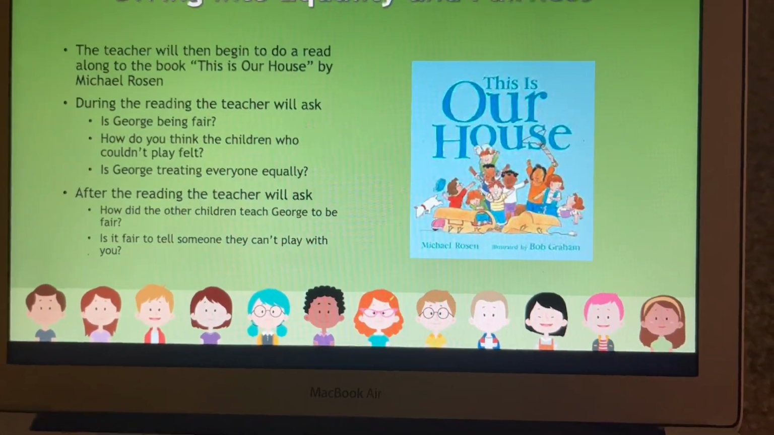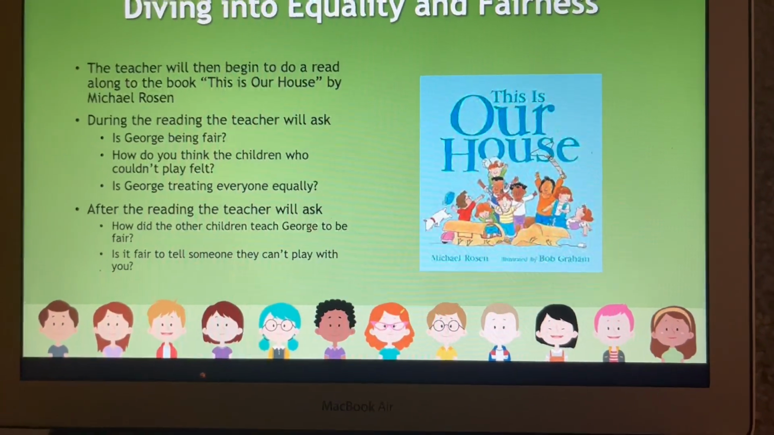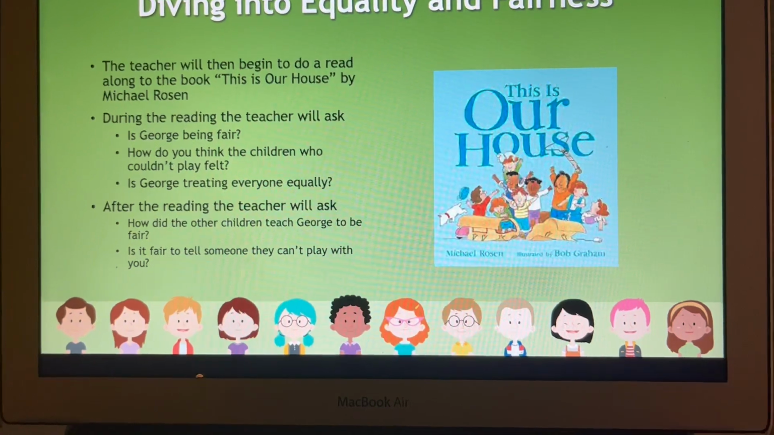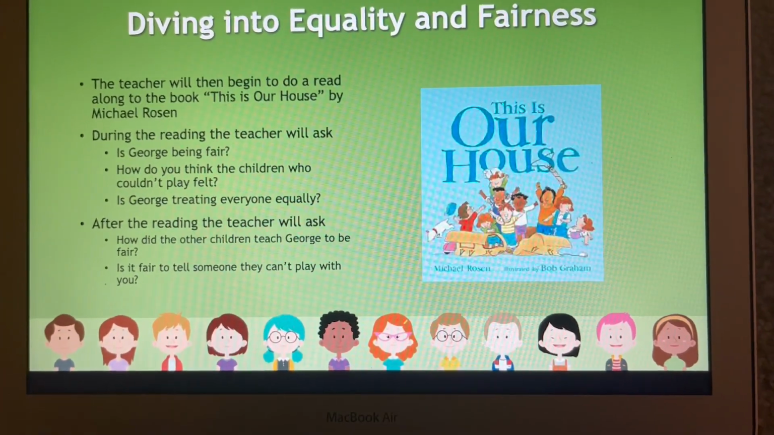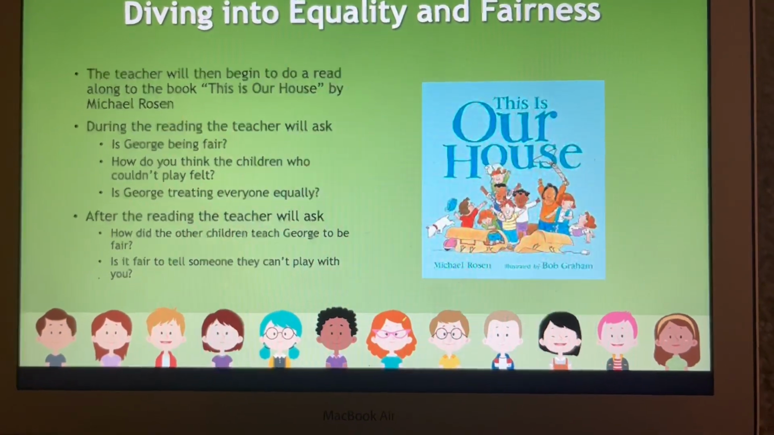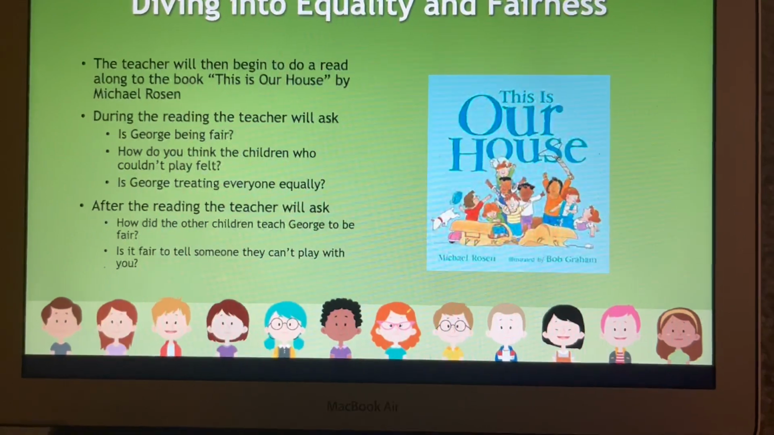And then the other children show him why he's being unfair. The questions I would ask during the reading: Is George being fair? How do you think the children who couldn't play felt? Is George treating everyone equally? And then after the reading, I would ask, how did the other children teach George to be fair? And is it fair to tell someone they can't play with you?